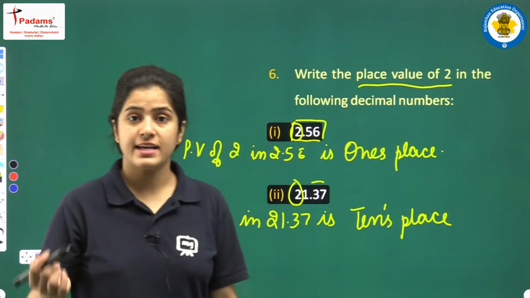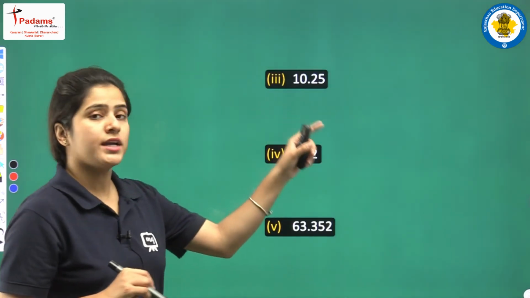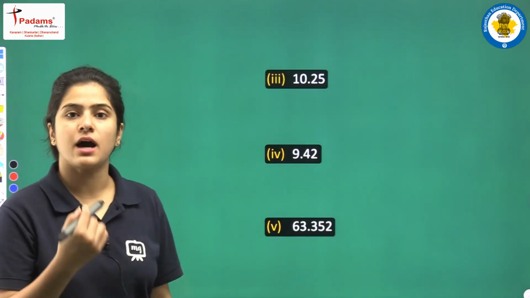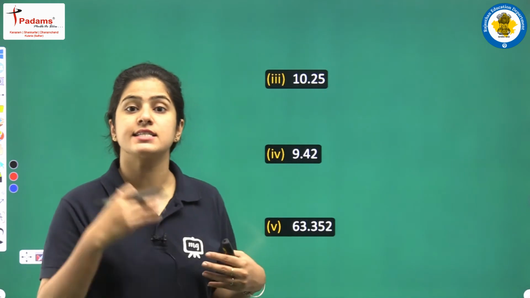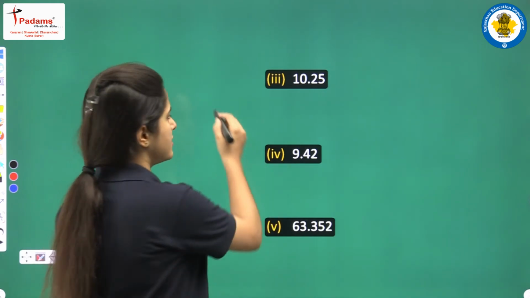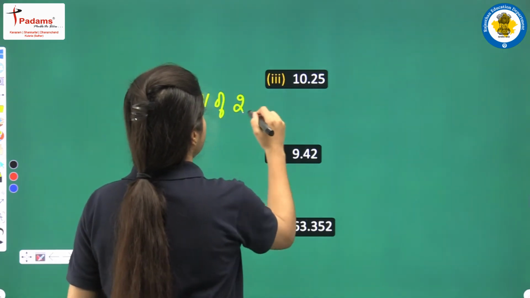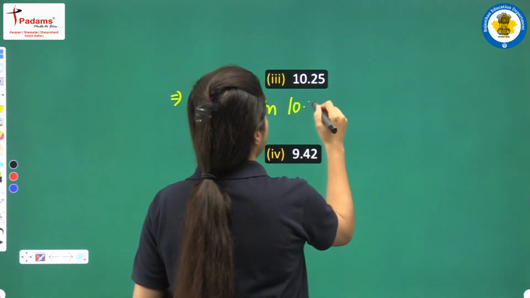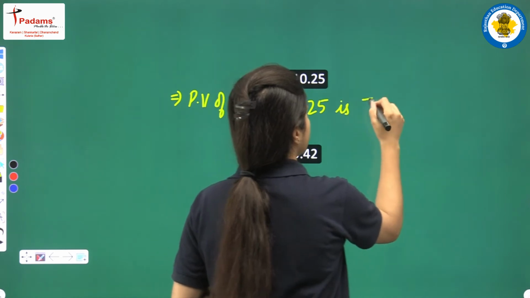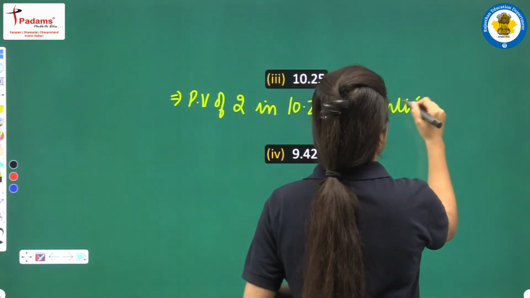Okay, the next question, 10.25. Now this 2 is coming after the decimal, so that is the 10th place. Okay, students, so the place value of 2 in 10.25 is the 10th place.